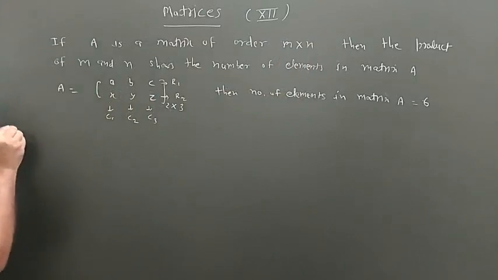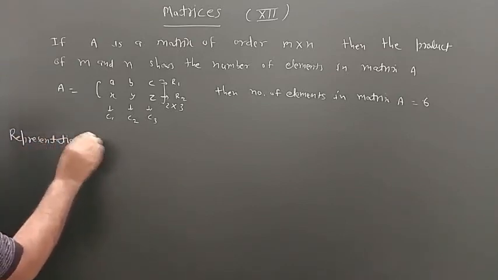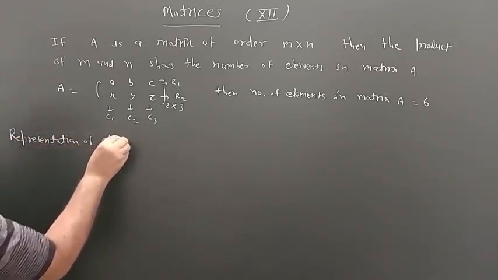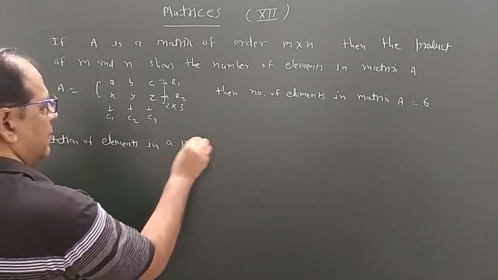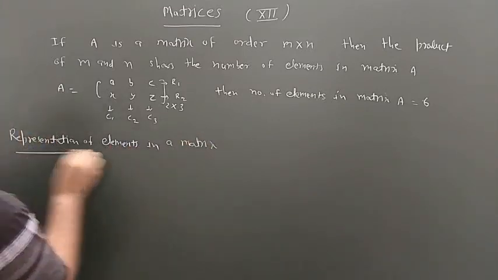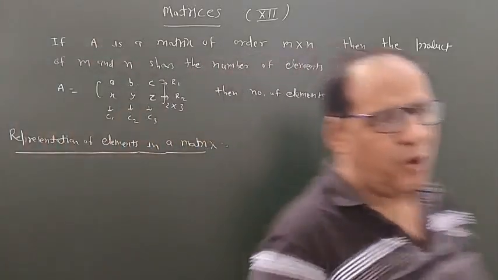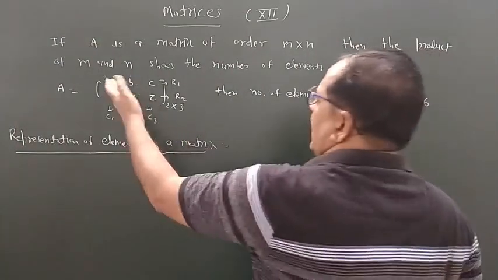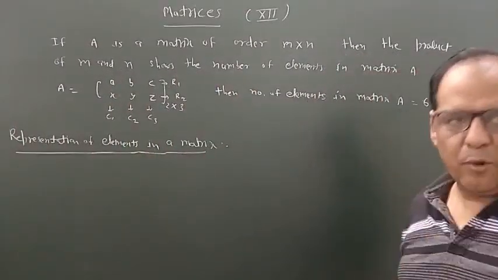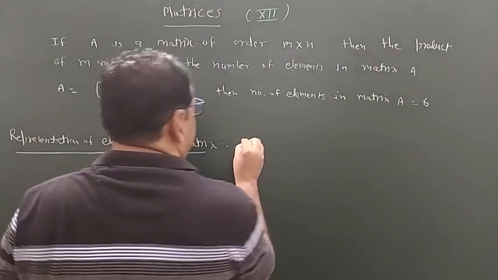Now, representation of elements in a matrix. This is the standard way of representing elements in a matrix. Generally, we have seen the elements in letter form, in number form, or in function form. But standardly, how can we represent them?